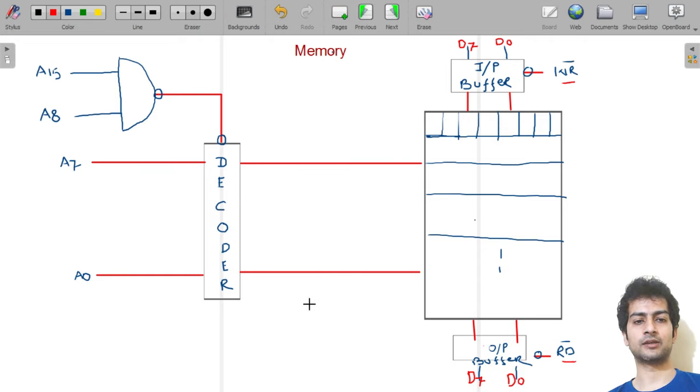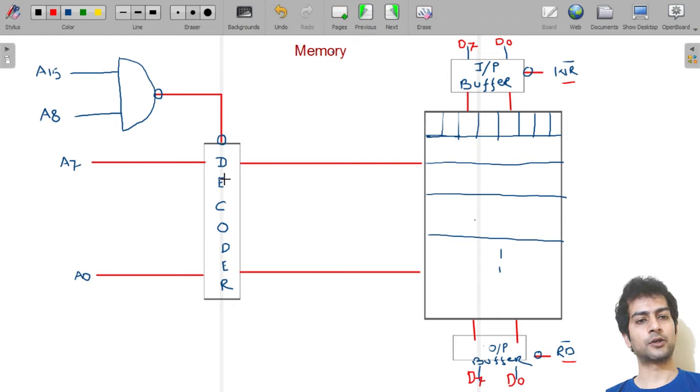This memory we can call RAM. RAM is random access memory, that is, we can read as well as write from the memory. If the write control bit was not present and only read bar was present, then we would have called it ROM, that is, read only memory. In that case we could only read the data, but we couldn't write anything in the memory. So I think this part is clear.